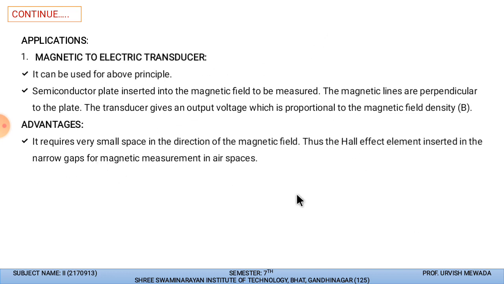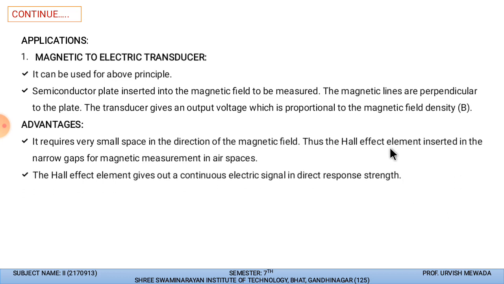The advantage of the magnetic to electric transducer is that it requires very small space in the direction of the magnetic field, so the Hall effect element can be inserted in narrow gaps for magnetic measurement in the air gap. It requires less space for operation, and the Hall effect element gives a continuous electric signal in direct response to the field strength.